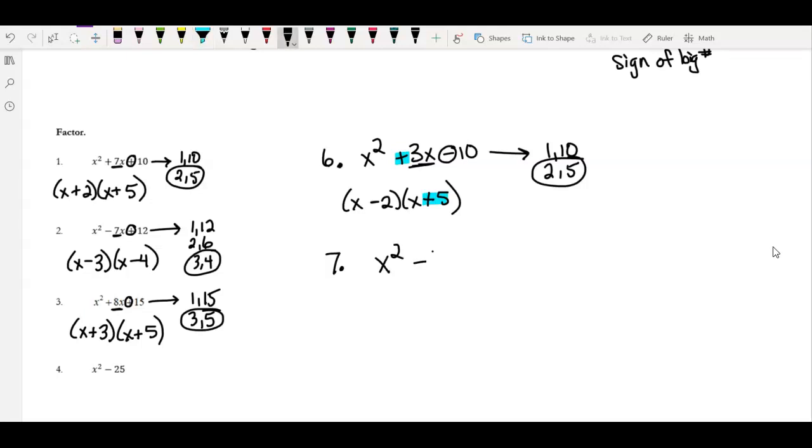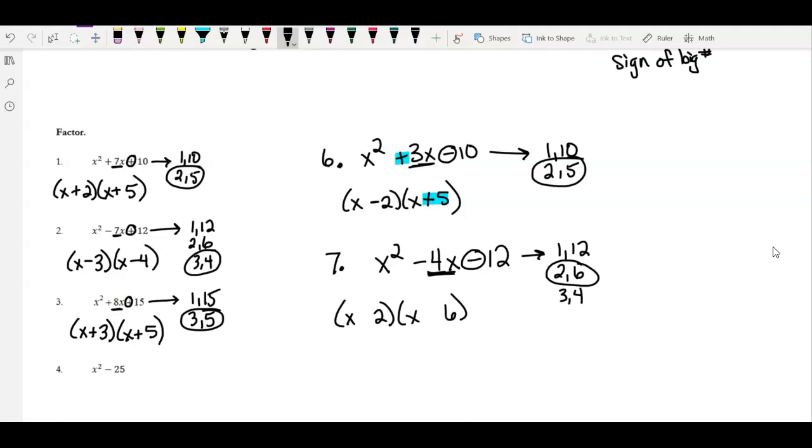x squared minus 4x minus 12. So again, I find my factors of 12. So 1 and 12, 2 and 6, 3 and 4, and I'm looking to subtract to get a 4. Well, the only pair here that subtracts to give me a 4 is 2 and 6. And again, I'm not worried about the negative 4. I'm just saying a 4. We subtract to get a 4. So that tells me it has to be a 2 with a 6.